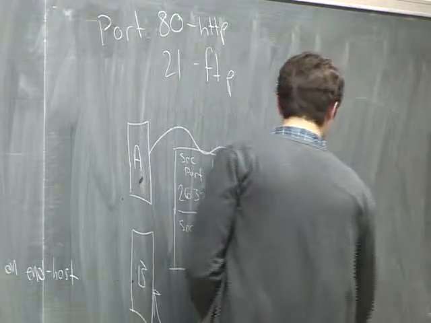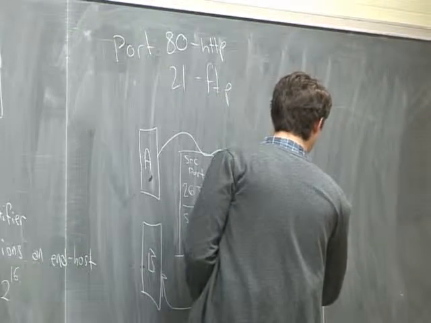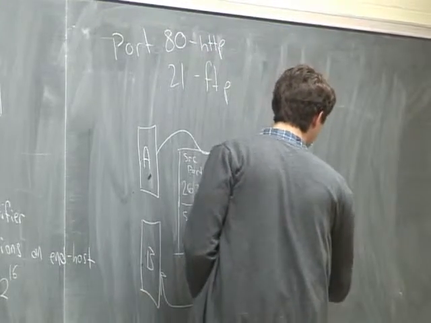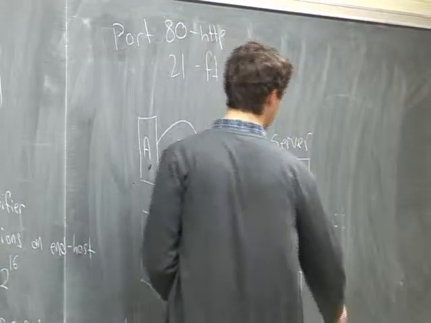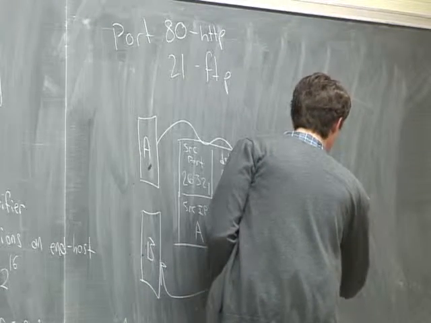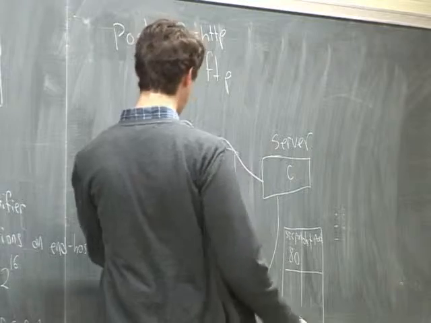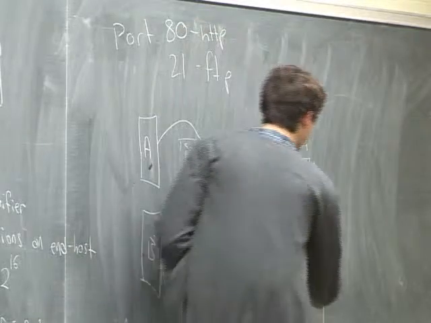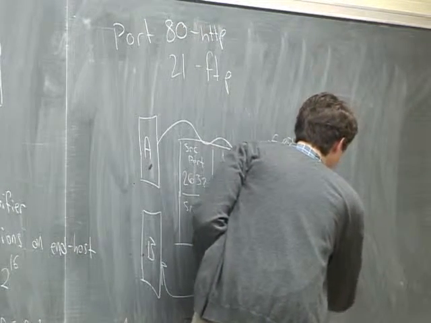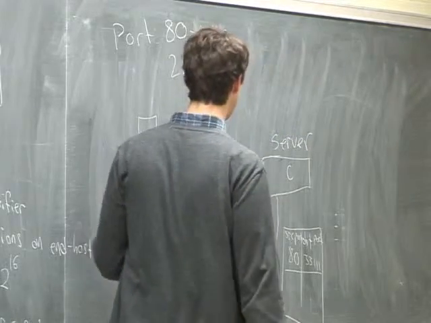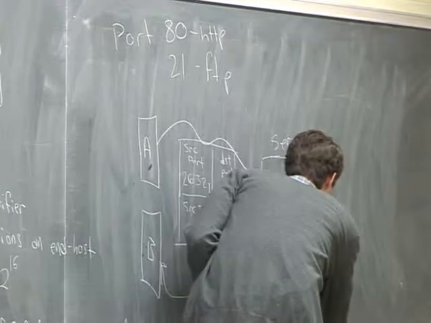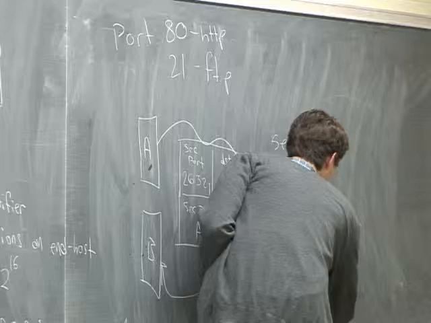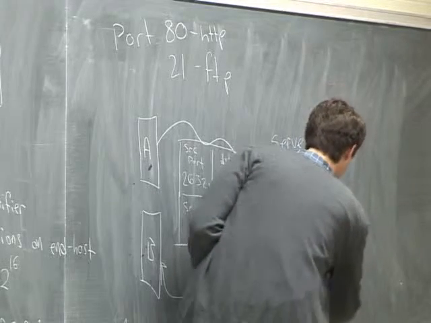The source port is the source port of server C, so this source port is 80. The destination port is the port that B used when it opened up this socket to server C. So let's just say that that was 33.111. And then the source IP is the IP of the server, so it's C, and the destination IP is B.